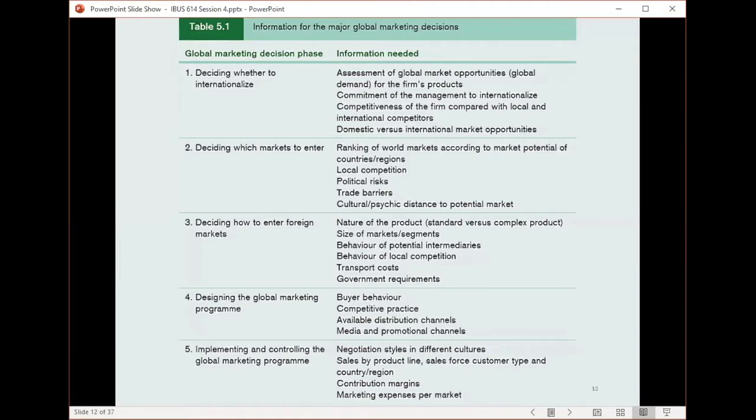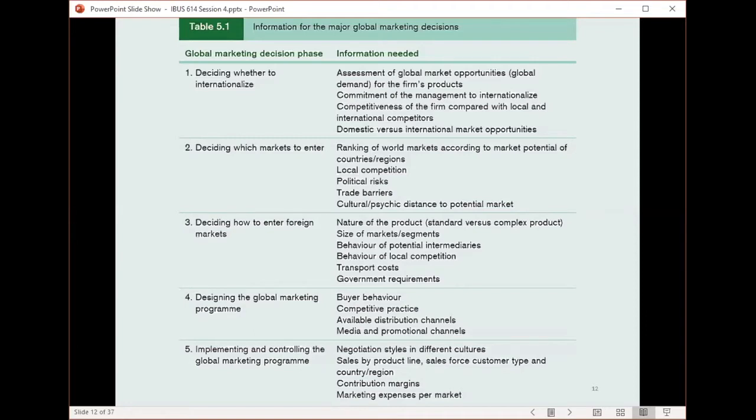So for instance, in deciding whether you want to internationalize at all or enter a particular market at all, you first of all need to see the opportunities that there are in the different markets. And you can't know this information offhand. You need to conduct research to be able to come by this information. And you also need to be able to understand the commitment of the management to this internationalization process that you want to embark on. Again, you can't just come by it off the top of your head. You need to do research to be able to obtain this information.